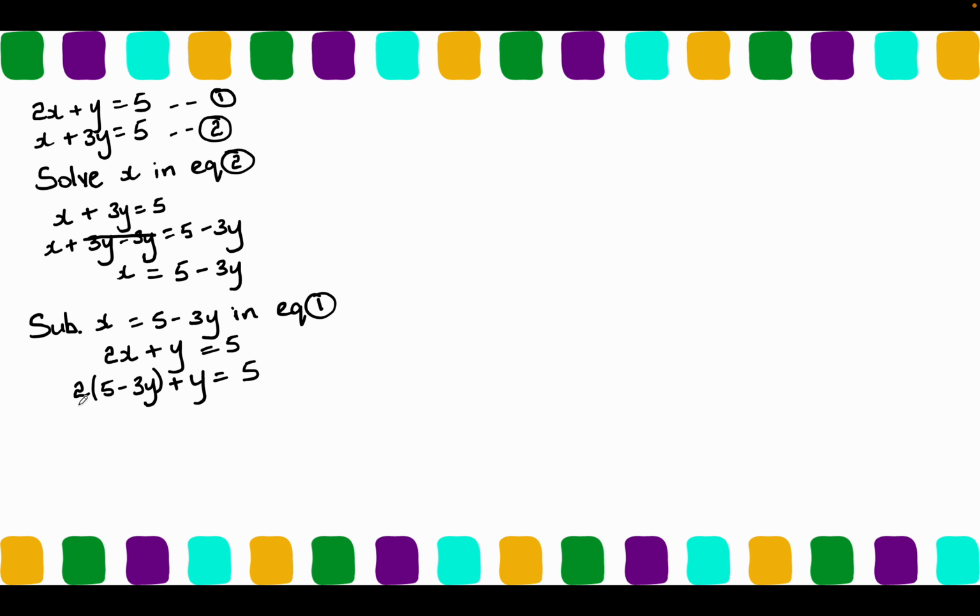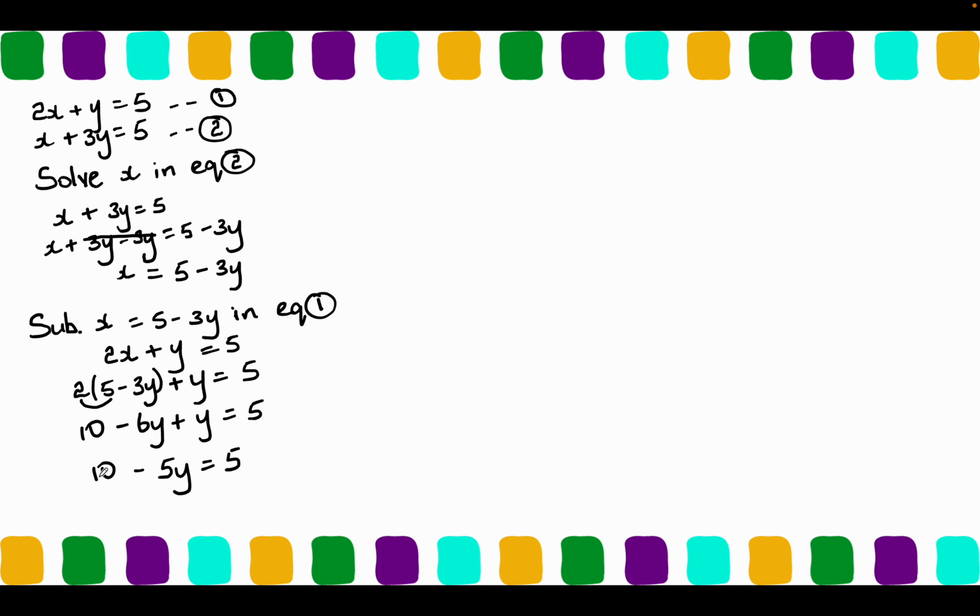Now, by using the distributive law, 2 times 5 would give me 10, and 2 times minus 3y would give me minus 6y, plus y is equal to 5. Now I have some like terms here. If I add minus 6y plus y, I'll end up with minus 5y, and I'm going to put back my equal to 5. Now, I still need to get y by itself, alright?